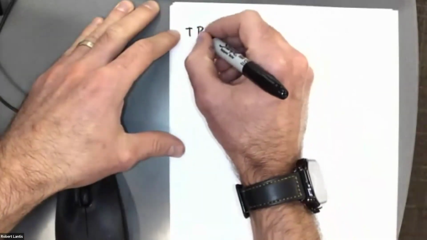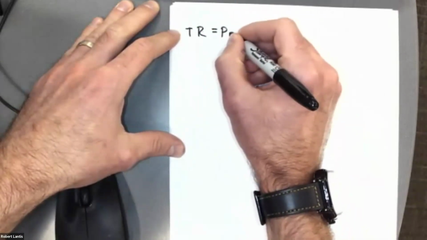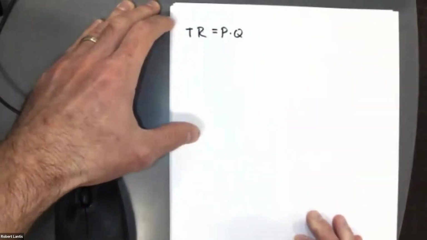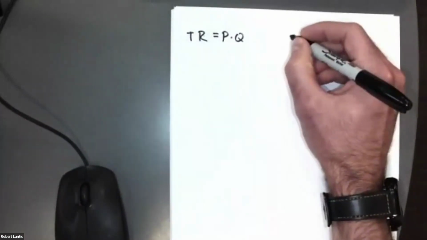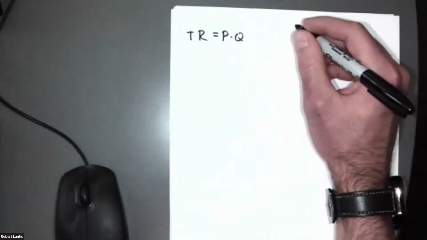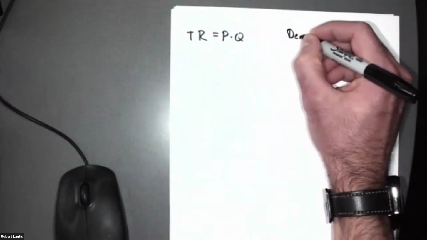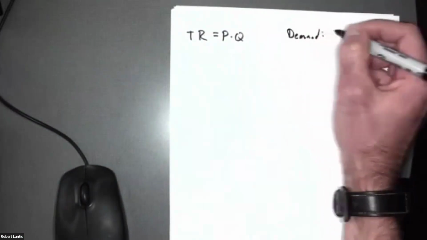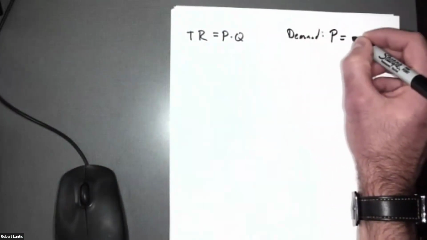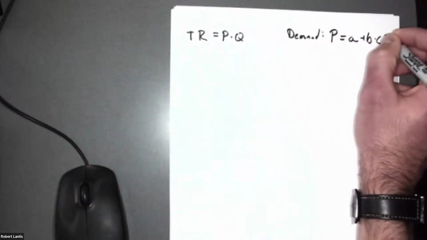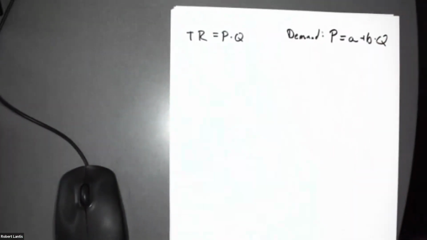If I think about my total revenue, that's going to be price times quantity. We said, going way back to module 3, we have a demand equation, which is the price as a function of the quantity.